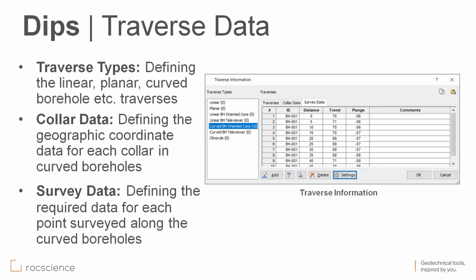If your data is from an oriented core that is formed of alpha and beta values, you can use DIPS borehole traverse option in DIPS to convert your data into dip direction or strike dip format. And if you have a curved borehole, then you can also have the option to define collar and survey data to perform curved borehole analysis by simply splitting the traverse into approximately linear sections and define separate traverses for each section.